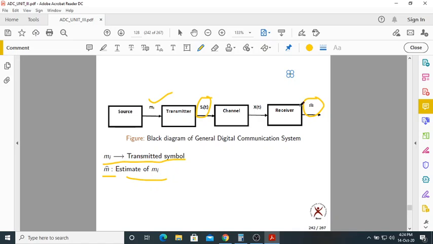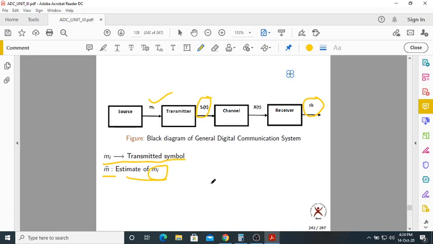If the symbol that you have received is the same as the symbol that was transmitted, obviously there is no error, so we call it an error-free transmission. If they are not the same, we say that there is an error. Here we can only do some mathematical calculation to estimate the message.